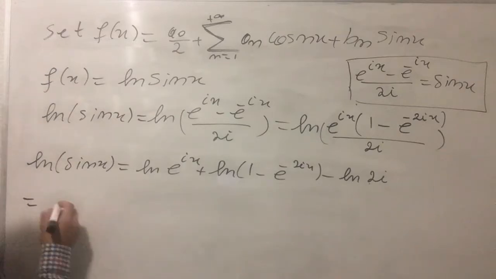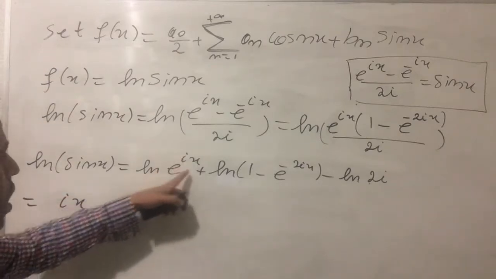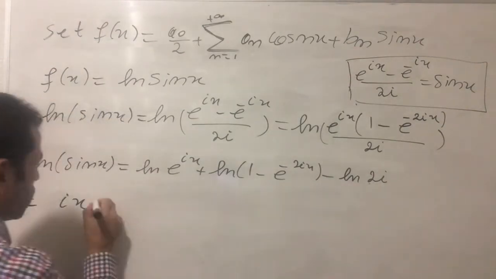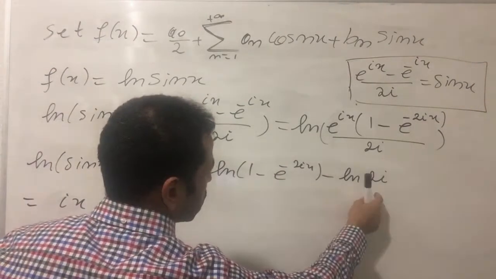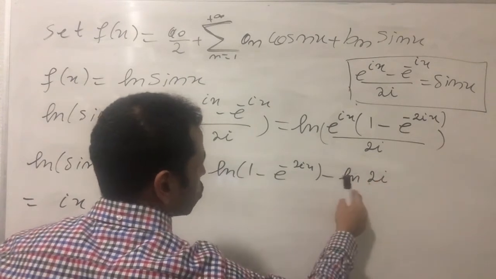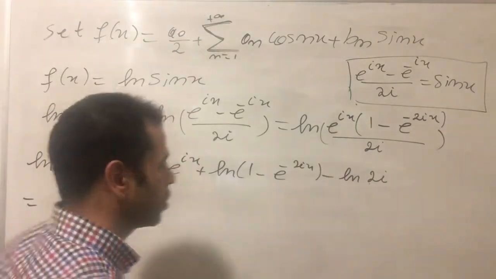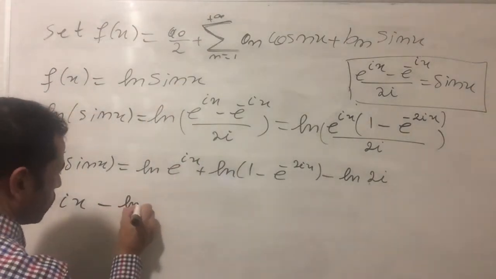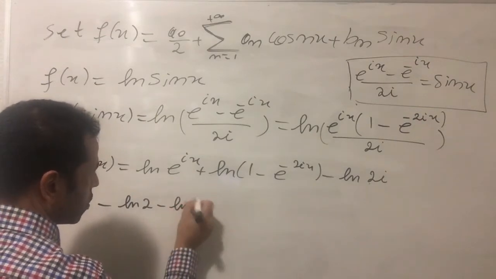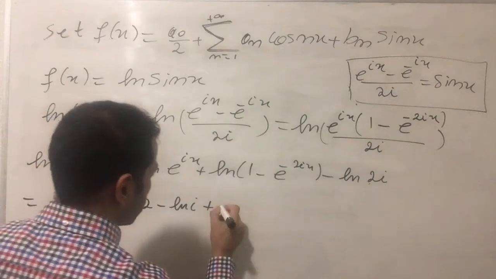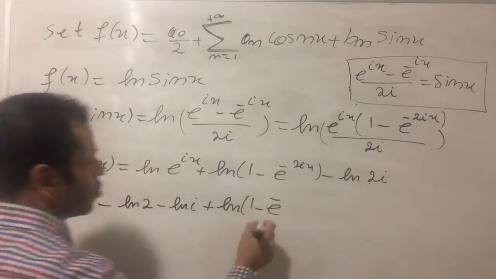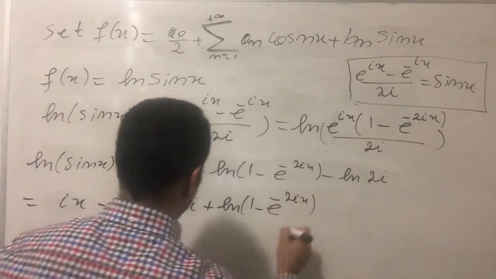This one equals ix, because I'm taking this one out of the natural log, minus these terms. Simplifying, natural log of 2i equals natural log of 2 plus natural log of i, so minus natural log of 2 minus natural log of i, plus this term, plus natural log of 1 minus e to the minus 2ix, okay?